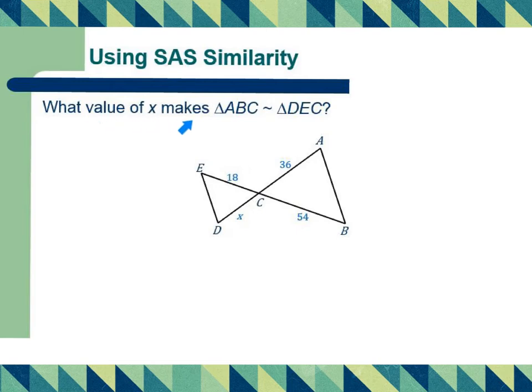What value of x makes triangle ABC similar to triangle DEC? So we have to look carefully. We already have vertical angles. So I know that these angles are going to be congruent. All right, so we've got vertical angles.